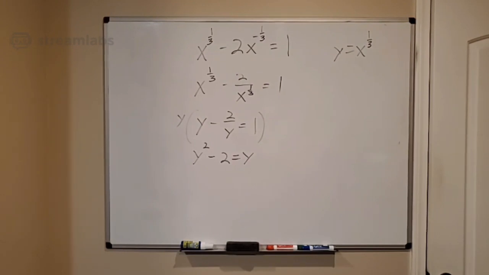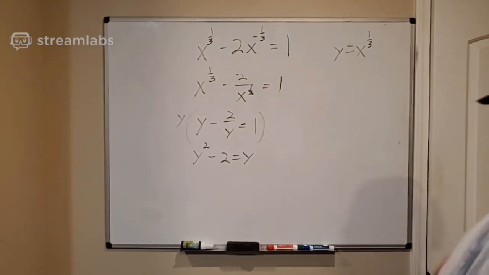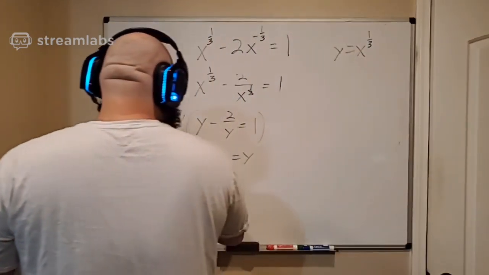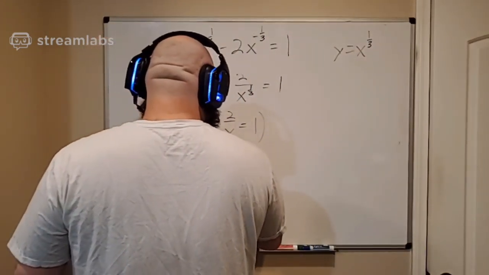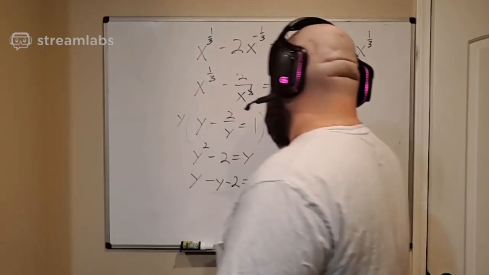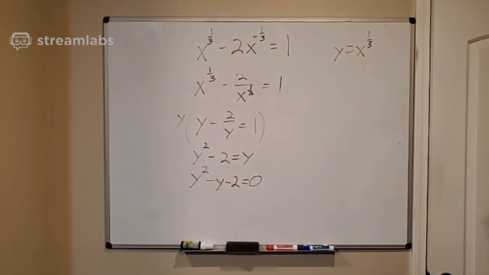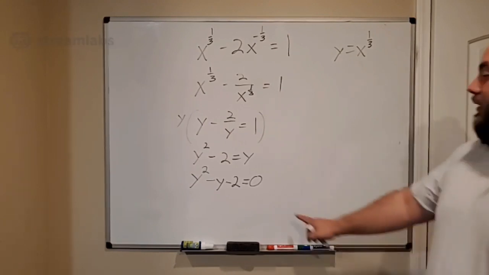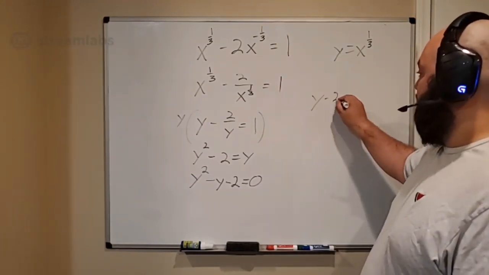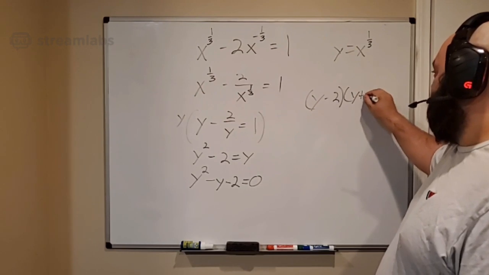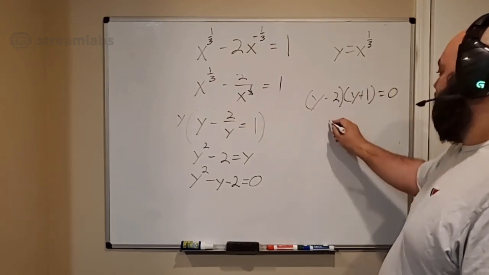Move the y over. You're solving a quadratic equation, so something was squared. You have one of two options. In this case, the only real option is to move it over, get it equal to 0, and then do what? Factor. So you get y minus 2 and y plus 1 equals 0. So y equals 2 and y equals negative 1.